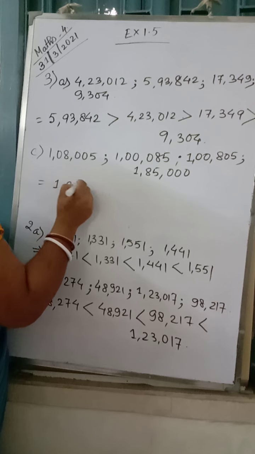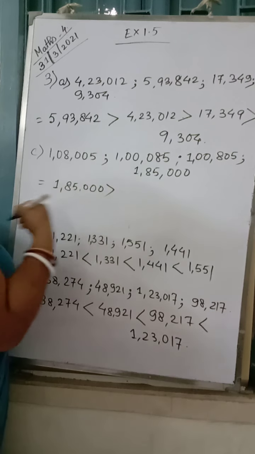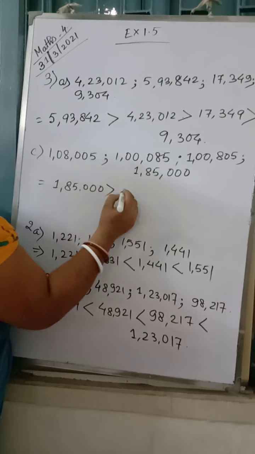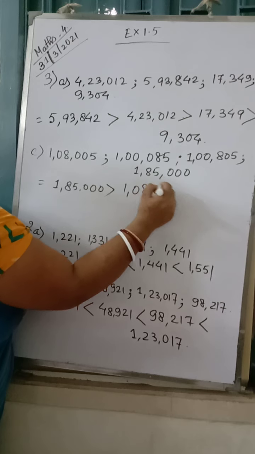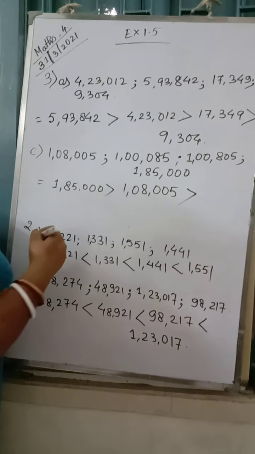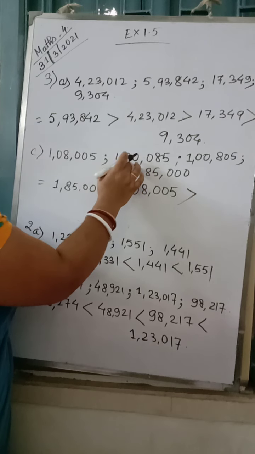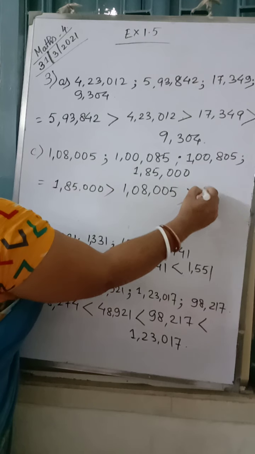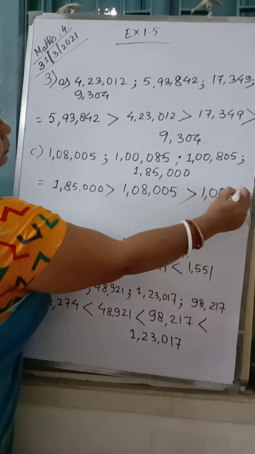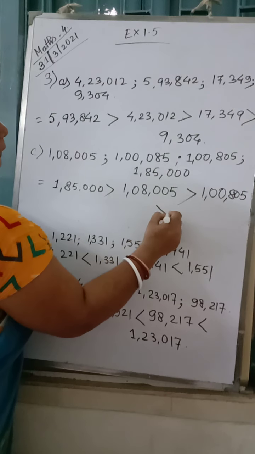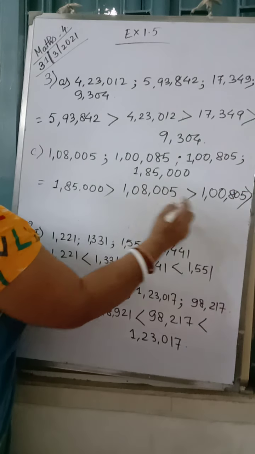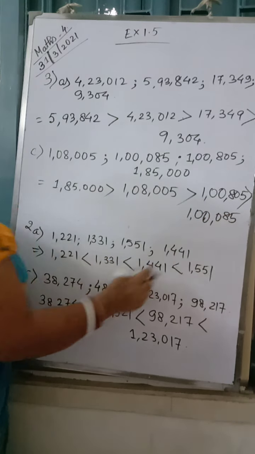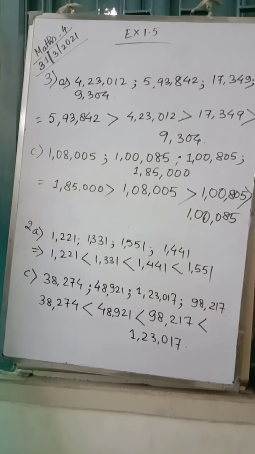So 1,85,000 is the greatest, is greater than. Next, come to the thousands place. 800. So this will be the next number, 1,08,005. Come to the next among these two. 1,000 is the same. Come to the 100 place: 08. So this is greater. Is greater than, or here also you can write is greater than 1,85,000. This way we write the answer. Is it?